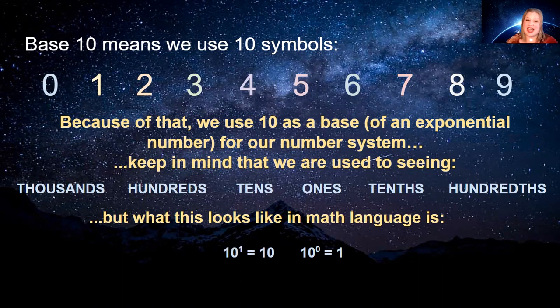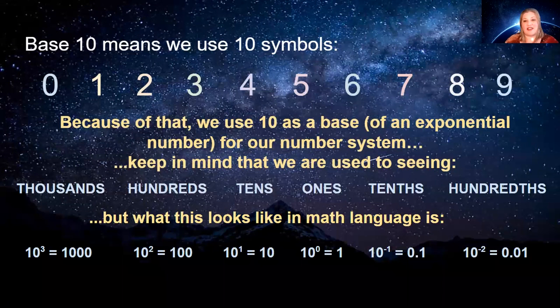10 to the 1 is 10. 10 squared is 100. 10 cubed is 1,000. And 10 to the negative 1 is tenths. 10 to the negative 2 is hundredths. So every single one of our buckets in our base 10 system, buckets meaning thousands, hundreds, tens, ones, the way you see it in number placement, is all based on 10 as the base with an exponent to go with it.